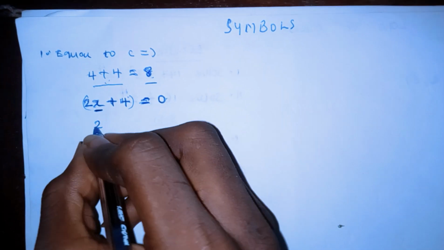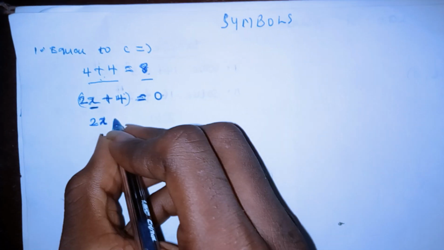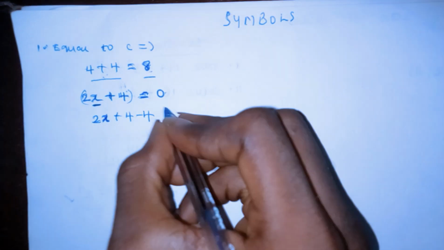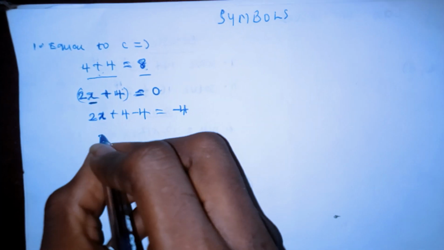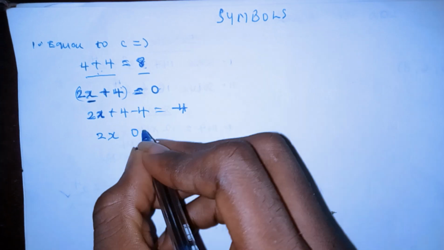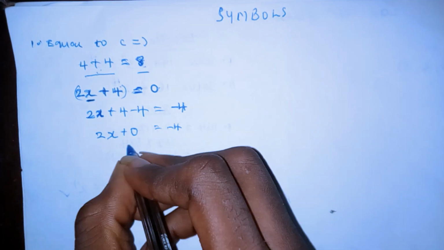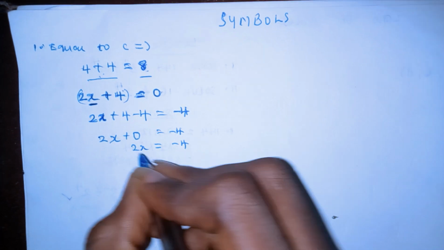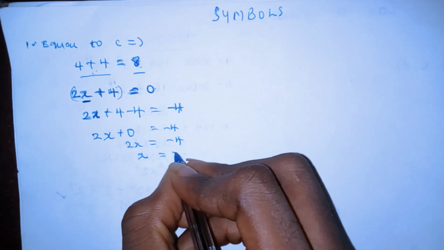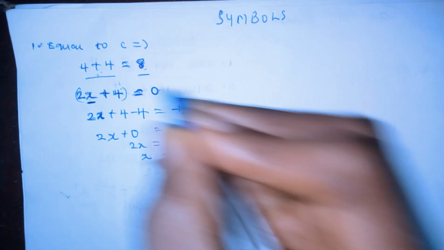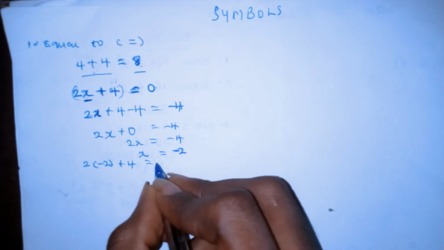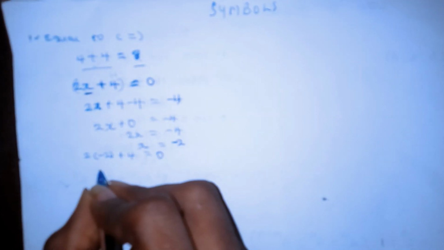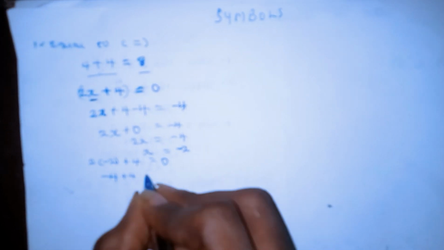And look at how you do it. 2x plus 4 equals 0; you subtract 4 from both sides. I know that you are not used to this, you are used to carrying over, but that is not a good mathematical way. This will be 0 plus 0, and this is minus 4. 2x equals minus 4, which gives x equals minus 2. So if you put minus 2 inside this bracket, you are going to see that minus 4 plus 4 is equal to 0.